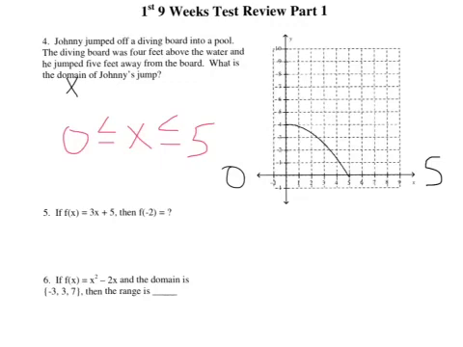So the value of x, or the domain, is saying it's between the values of 0 and 5. He did start at 0 and he ended at 5, so it could be any number in between, any decimal, any fraction. Could include the value 0 and it could include the value of 5.